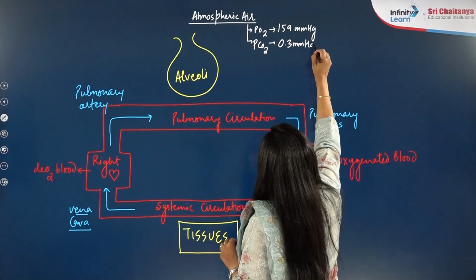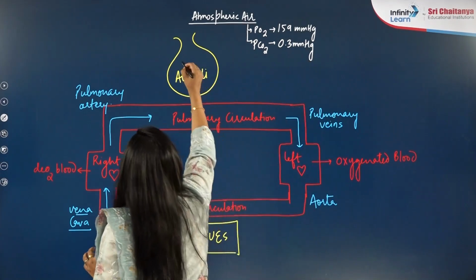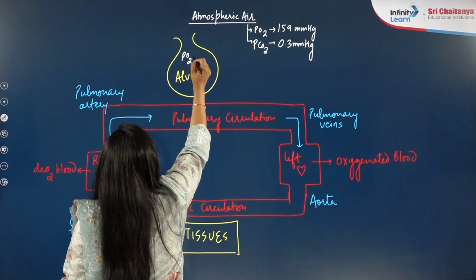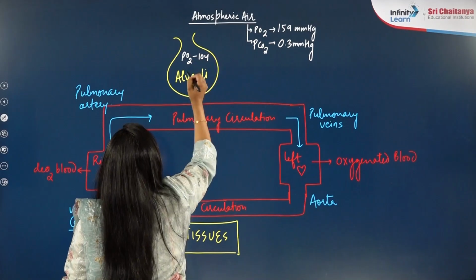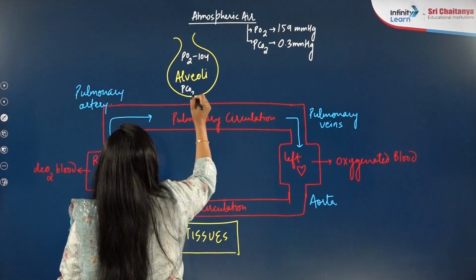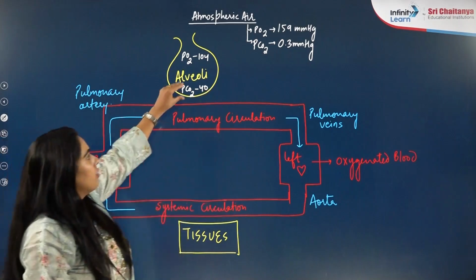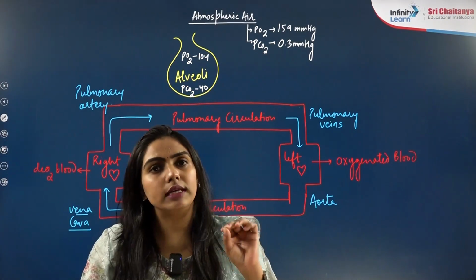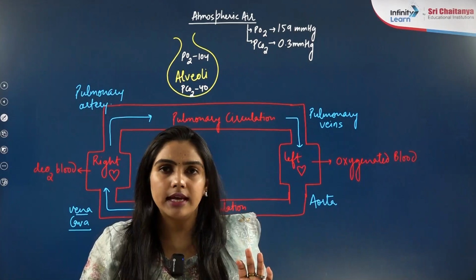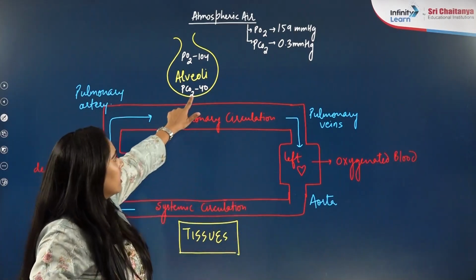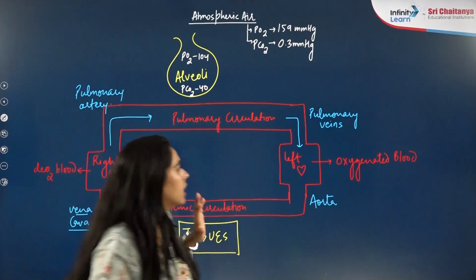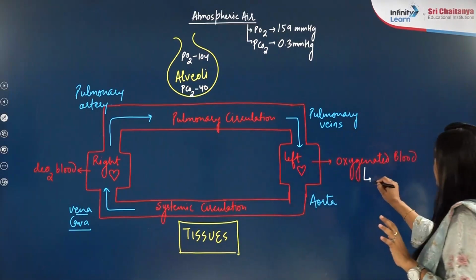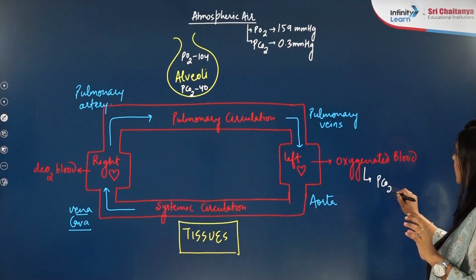Similarly, in the alveoli, the partial pressure of oxygen is 104 and the partial pressure of carbon dioxide is 40. In our body, the lowest value of the partial pressure of carbon dioxide is 40, right? So, it will be 40 here and it will be 40 in the oxygenated blood. In the oxygenated blood also CO2 will be less, na?